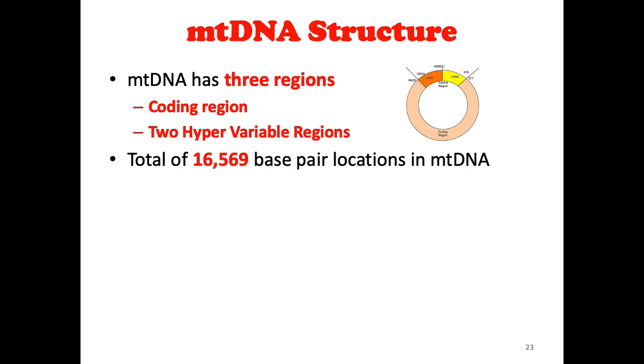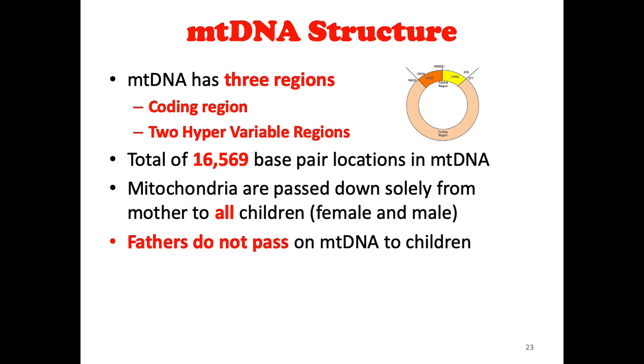And it's a very small structure. You know, compare that to the 57 or 59 million base pairs in the Y. There's only 16,569 base pairs in the mitochondrial structure. So you want to have all of them tested so that when you compare yourself to somebody else, you're looking at every one of those locations.